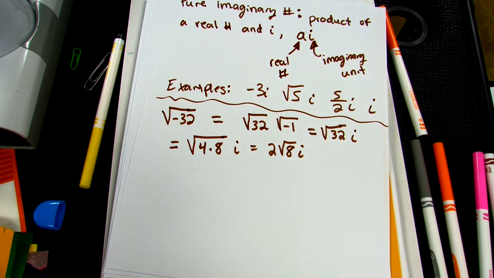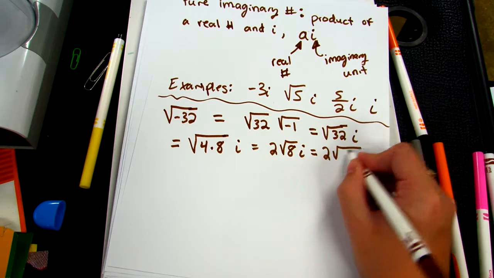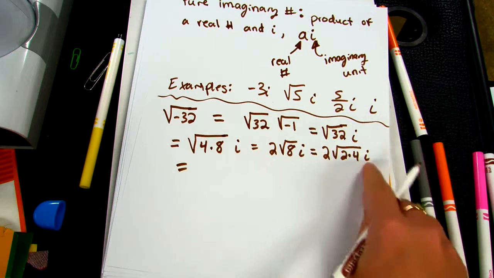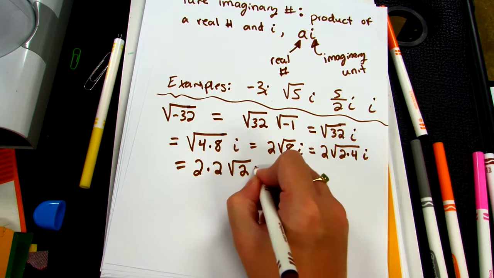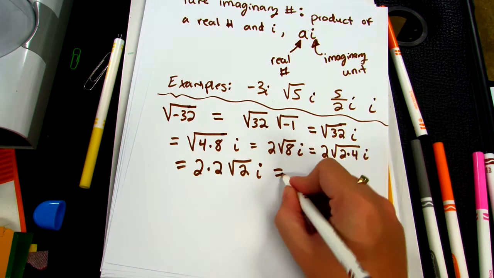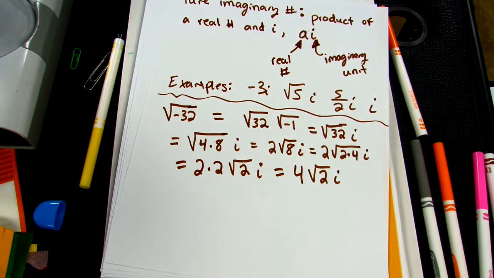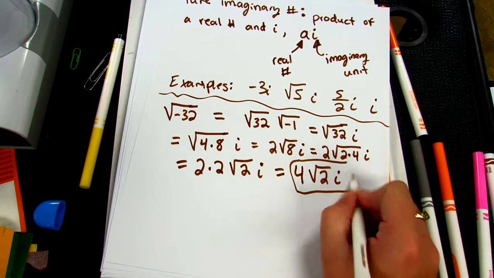Okay, so now we think, can 8 be broken down? Yes, it can. So 8 can be broken down into 2 and 4. And the square root of 4 is 2. So now we have 2 times 2, square root of 2. And then 2 times 2 is 4, square root of 2 i. And 2 can't be broken down, so we are done. This is our final answer, simplified.